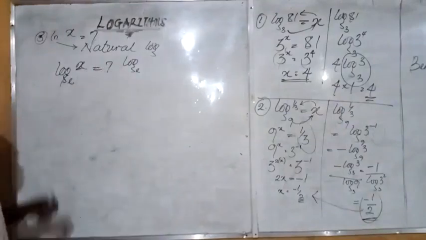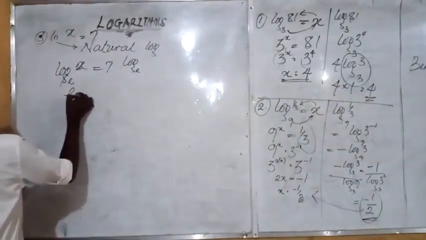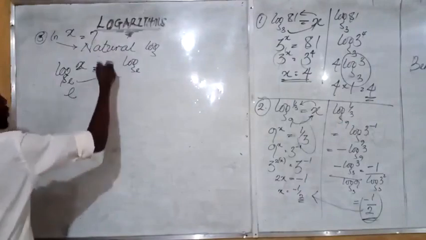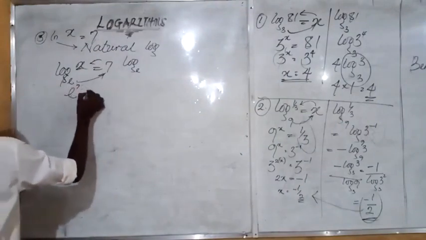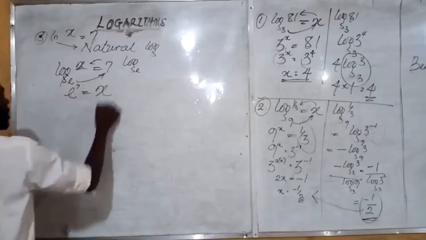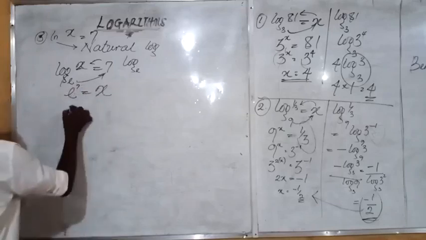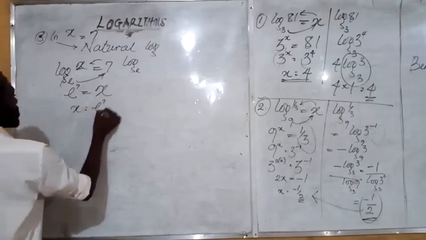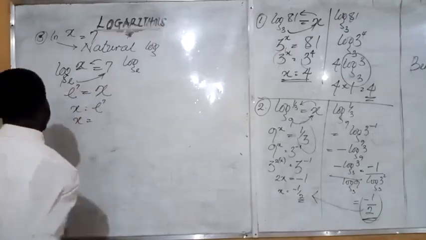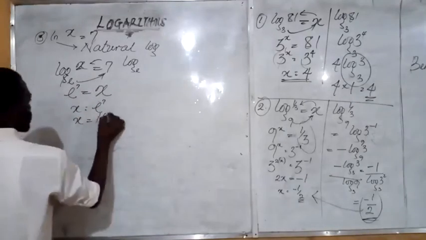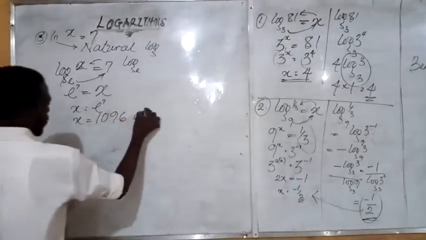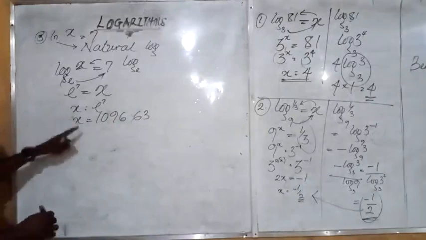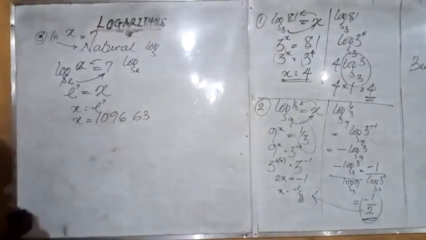Alright, so what does this mean? This means that e will come and push this guy up and will be equal to this guy. The same principle. So e to the power 7 is equal to x. Alright, so x is equal to e raised to the power 7, and e raised to the power 7 will give us something around 1096.6. I wrote the answer here actually. When you punch that in your calculator, e raised to the power 7 will give us this.